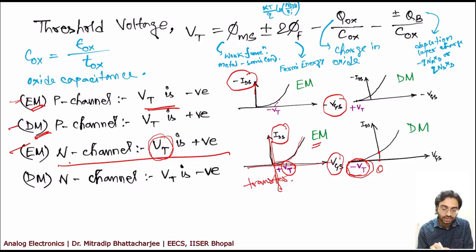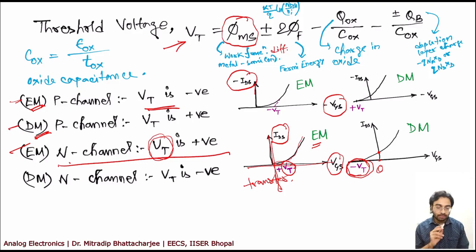The threshold voltage is defined by this equation as shown here, where this phi ms is the work function difference between the gate and the semiconductor. This is the work function difference, okay, between the metal and semiconductor. Metal means here it is better to write gate. So it's the gate-semiconductor work function difference. And then you have plus minus 2 phi f. Phi f is the Fermi energy.